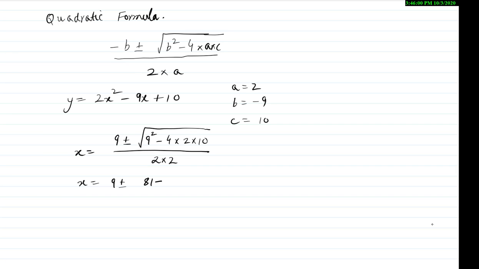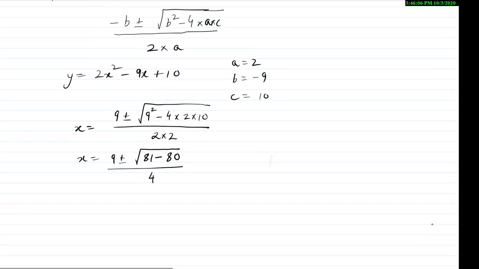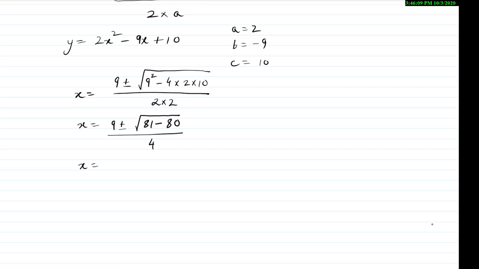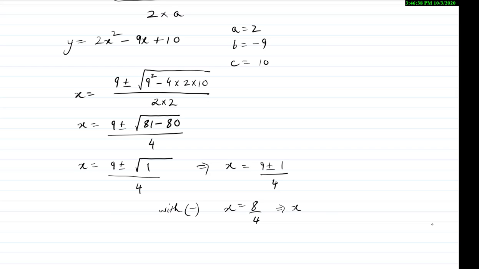Square root of 1 is 1, so it's going to be 9 plus or minus the square root of 1, which will be 1 eventually, over 4. So again we are back to 9 plus and minus 1, and it's over a common denominator 4. Using positive 1, I get x equals 10 over 4, which is 5 on 2, and the other solution would be x equals 8 on 4, which would be 2. So 5 on 2 and x equals 2 are the two solutions here.